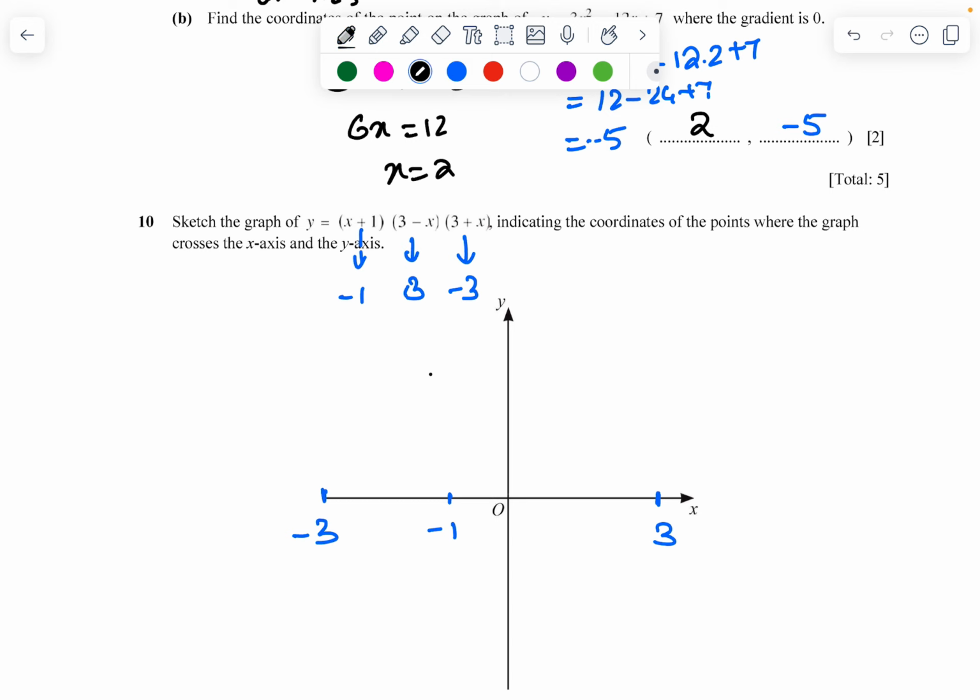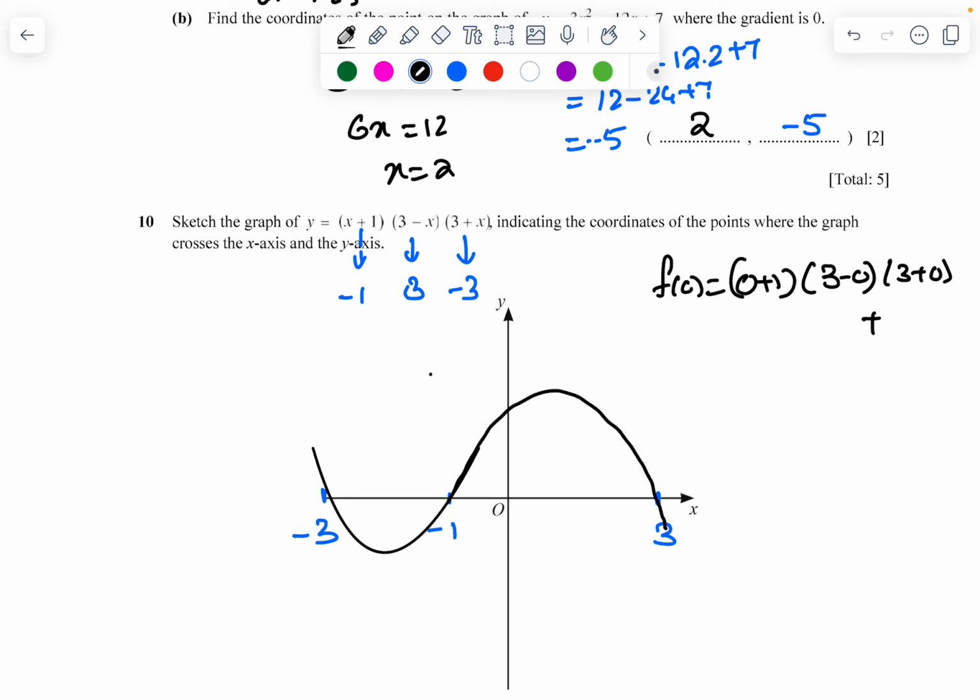If I plug in 0, f of 0 becomes 0 plus 1, 3 minus 0, and 3 plus 0, which is going to be positive. So this part is going to be positive. So the graph should be looking approximately in this way. This should be the shape of the graph. Now we need to know where it crosses the y-axis. Substitute x equals 0, then what am I going to get? It's going to be 9. So that point is going to be 9.